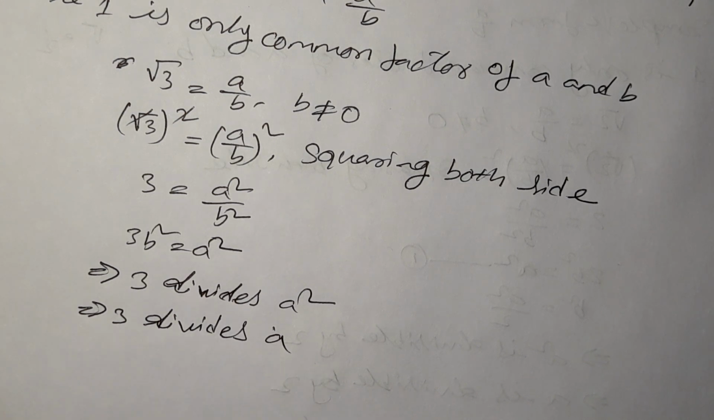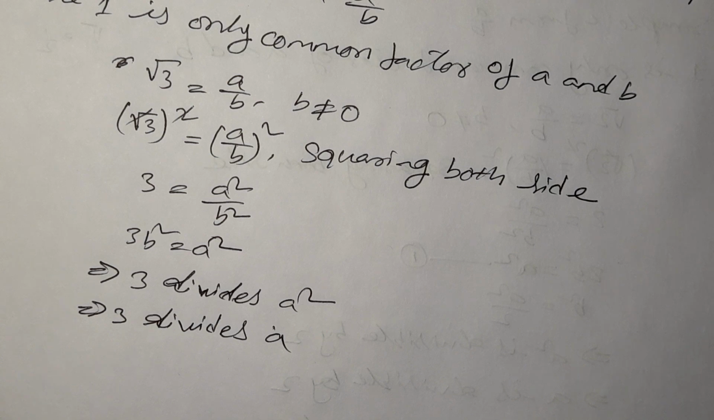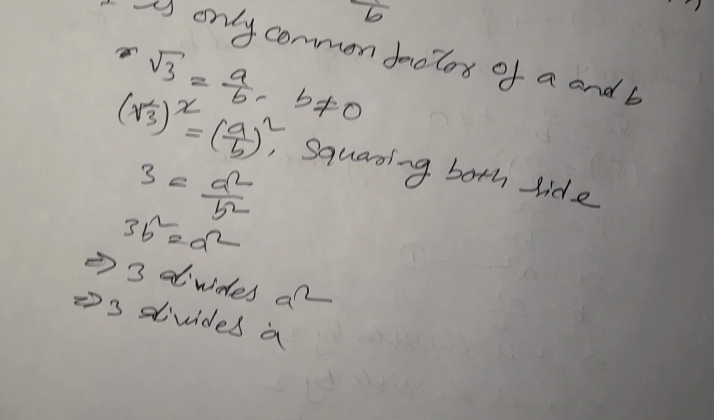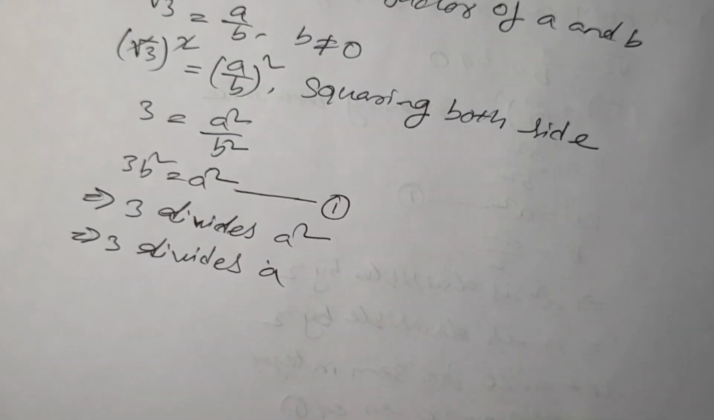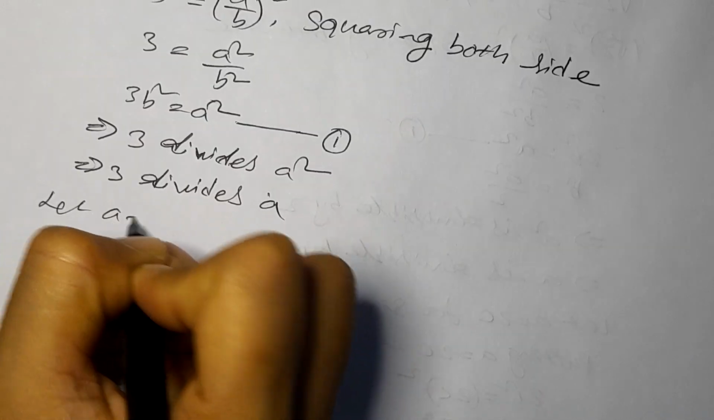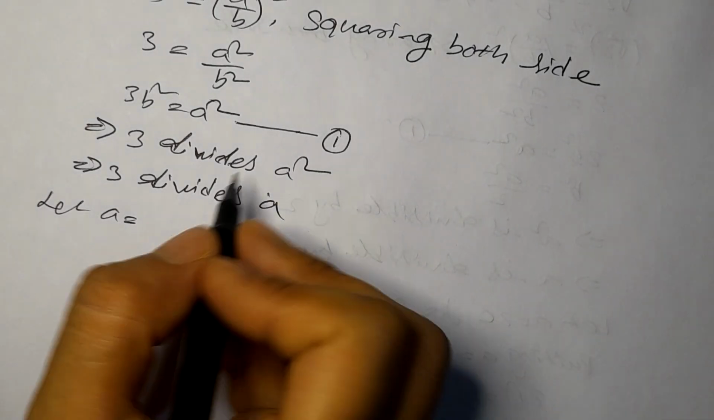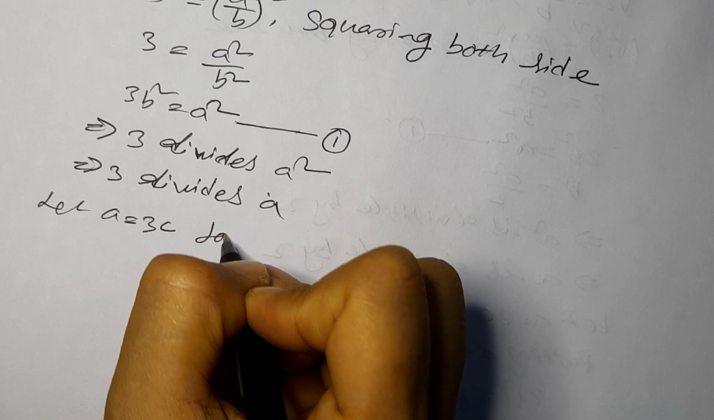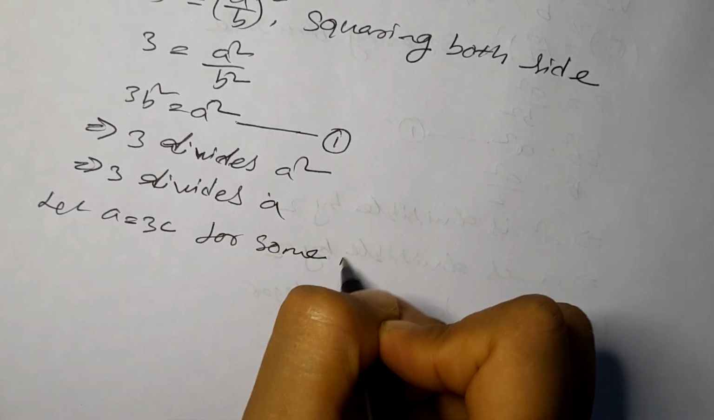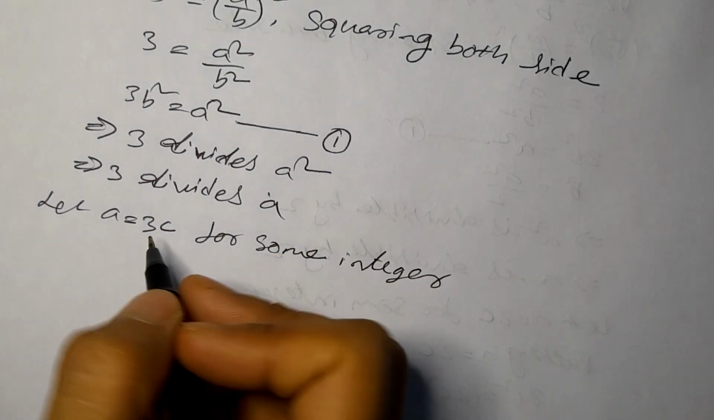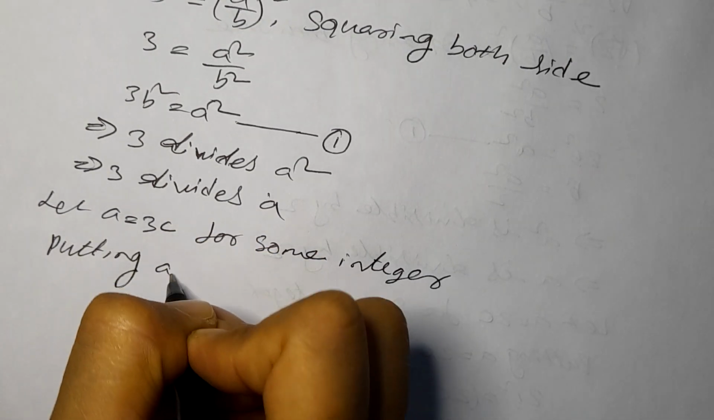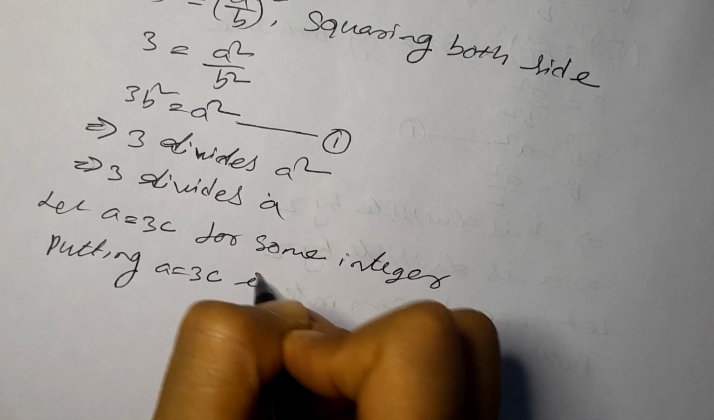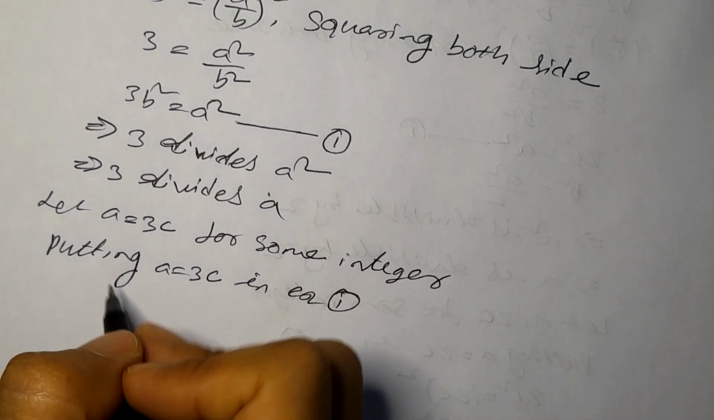Already we got a factor of a. Now we want to find a factor of b. This will be our equation 1. Now to find a factor of b, we are going to consider a equal to, let a equal to, now see, because it is now root 3, so it will be 3c for some integer. Now putting a equal to 3c in equation 1. So what is our equation?